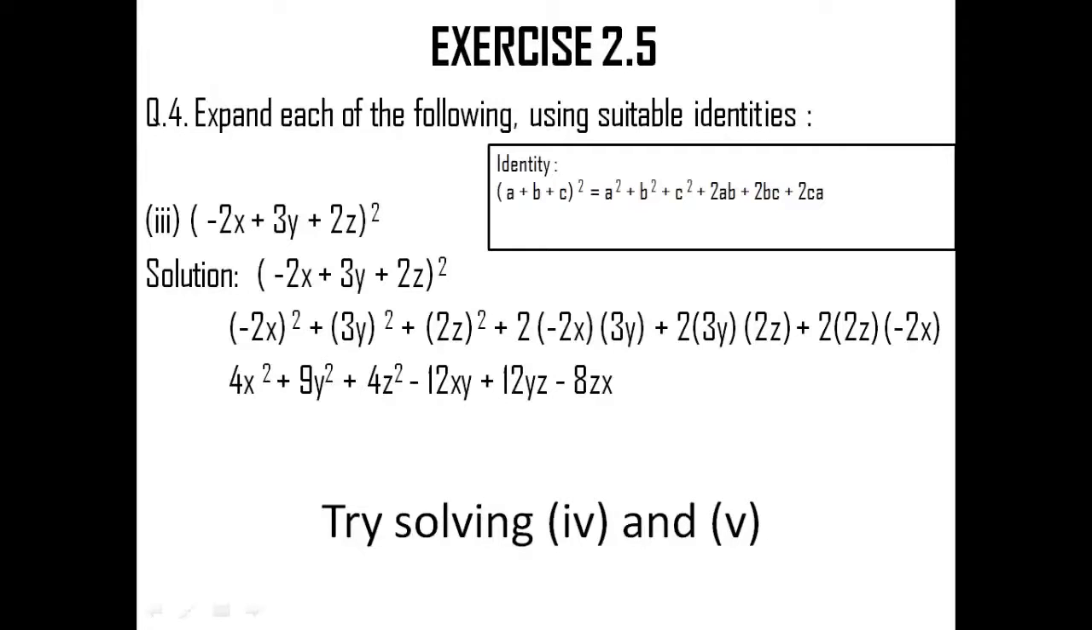Again, I just replace the values of a, b and c with minus 2x, 3y and 2z respectively in my algebraic identity, which will give me the final answer as 4x squared plus 9y squared plus 4z squared minus 12xy plus 12yz minus 8zx. Dear students, please ensure that you do the calculation part very properly.